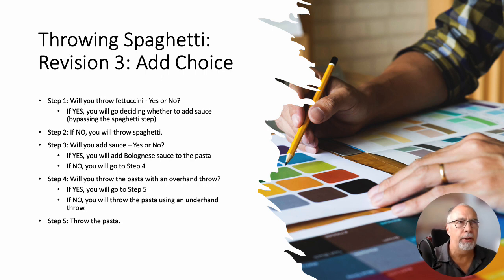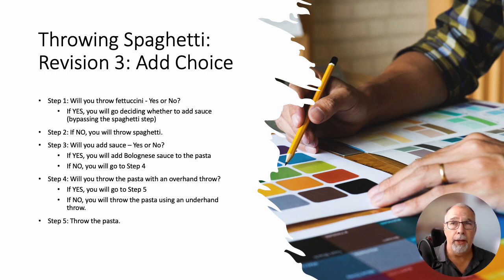So in this case, if we build off of our original list, instead of starting with boiling the spaghetti, we might ask a base question first. Will you throw fettuccine? Yes or no? And if yes, then you would go on to decide whether to add sauce, bypassing the spaghetti step. If no, you'll throw spaghetti. So the choice is between fettuccine and spaghetti.